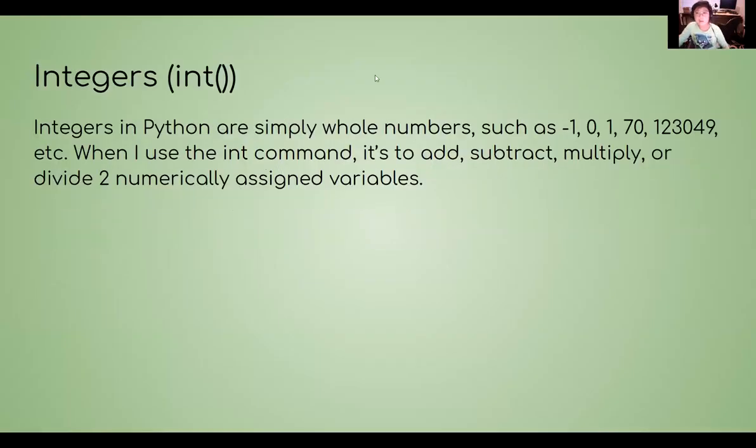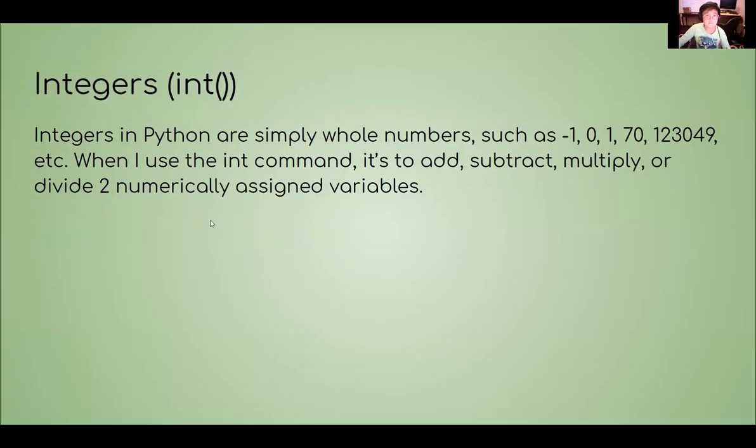Integers. Python integers are whole numbers such as -1, 0, 1, 70, and so on. So they're basically just numbers. And in the example for gluttonous, it's equal to 756. So that's an integer.